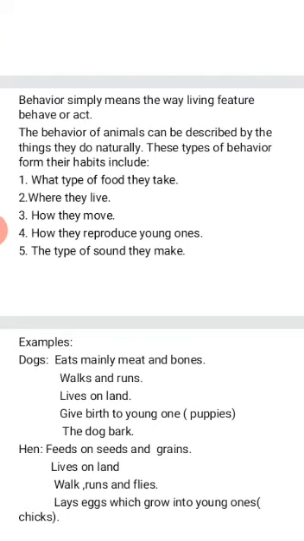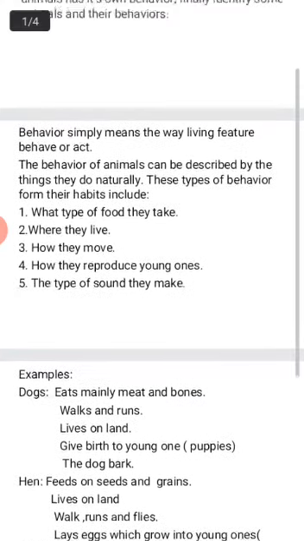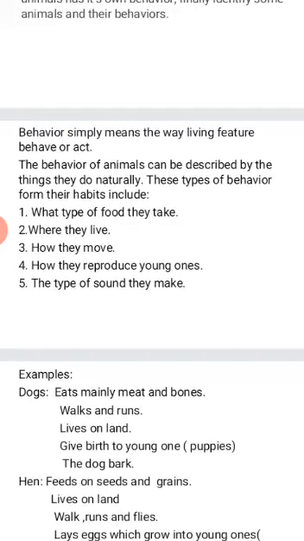Number three, how they move. We human beings move the same way, but animals have different ways of moving. There are categories of animals that crawl and some categories of animals that fly. Number four, how they reproduce young ones, meaning how they bring out babies. We humans also have our way of bringing out our babies. Likewise, animals have their way of reproducing young ones.